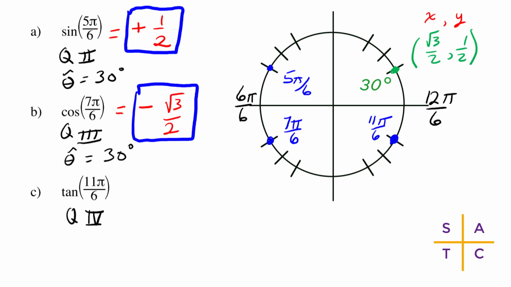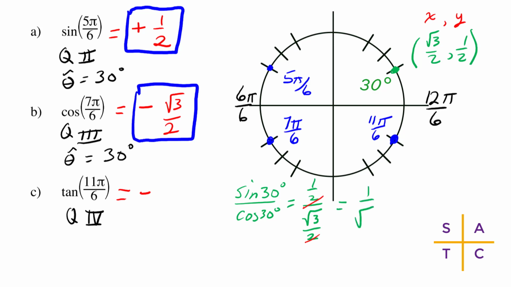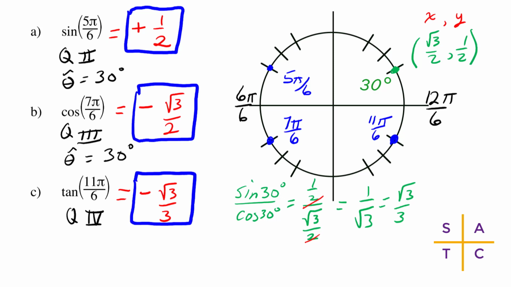Tangent of 11 pi over 6 is in quadrant 4, and tangent is negative in quadrant 4. So that's the first thing that we're going to include here: tangent is negative. Then we have to look at the value of the tangent. Now, that is not directly on the unit circle, so we could figure it out by doing sine over cosine. You can see that happening right here. Or if you happen to have a table of values, you could look up tangent of 30, and what you would discover is that it's square root of 3 over 3. That's exactly what we get for this answer. It's negative because it's in quadrant 4, but it's square root of 3 over 3.